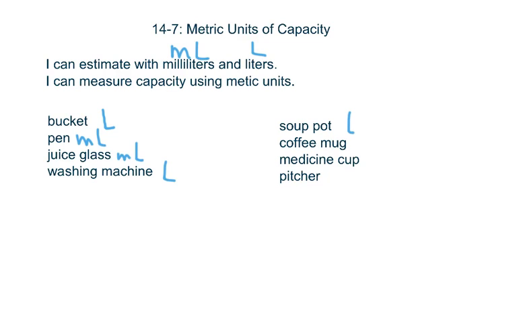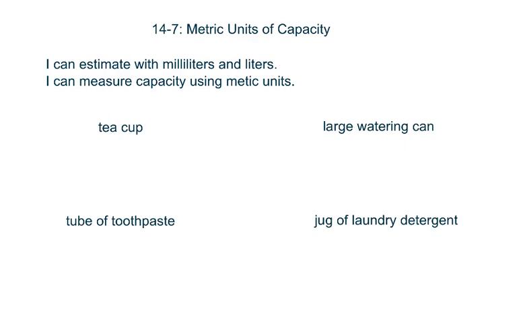A soup pot, we would also choose liters. A coffee mug, we would choose milliliters. A medicine cup, we would choose milliliters. And a pitcher, we would choose liters. Obviously, sometimes the size of these items change, so it's okay just to estimate and to do your best. Now let's consider a few more items. Going through each one of these, I'd like you to please pause the video and make your best guess.